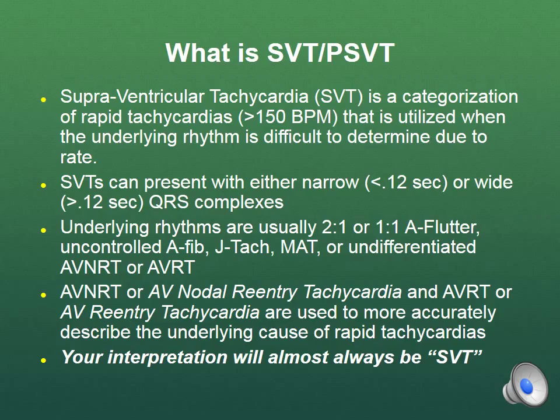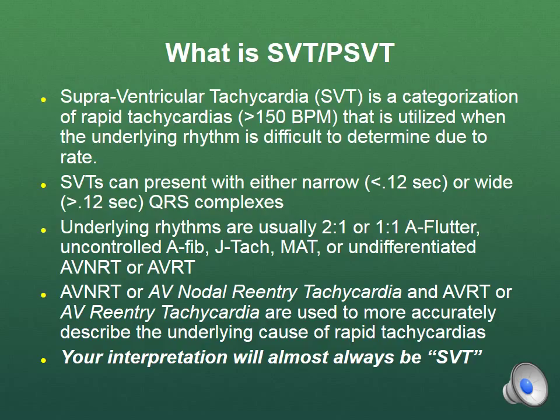So if we have a wide complex tachycardia, it can make it difficult to determine if this is a ventricular tachycardia or what we call an SVT with aberrancy. So underlying rhythms in SVT can be anything from one-to-one flutter, uncontrolled AFib, junctional tachycardia. There's a lot of different ones.